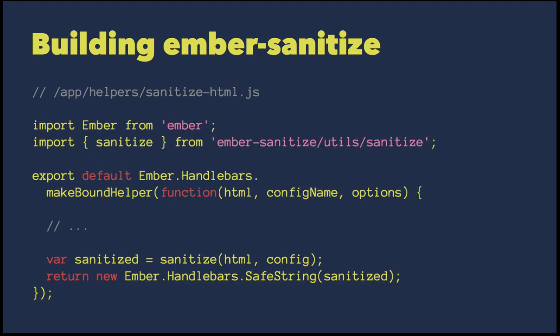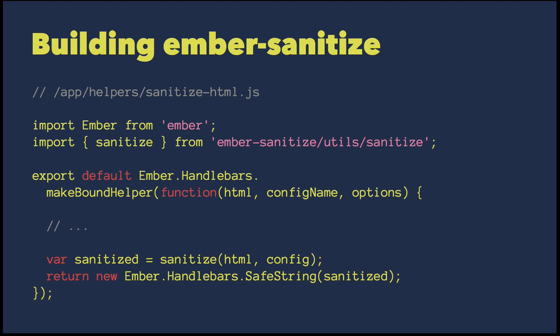And then in the app directory, there's a helper that imports sanitize from ember-sanitize/util/sanitize. Basically everything in the add-on directory gets exported in a namespace of whatever the add-on's called, so that in your app, or from within the app directory in the add-on, you can import anything from there. Here we just export a Handlebars helper that takes some HTML that's bound to the view, passes it through the sanitize util, and spits out a safe string. Every time you change something on the page, it gets run through sanitize.